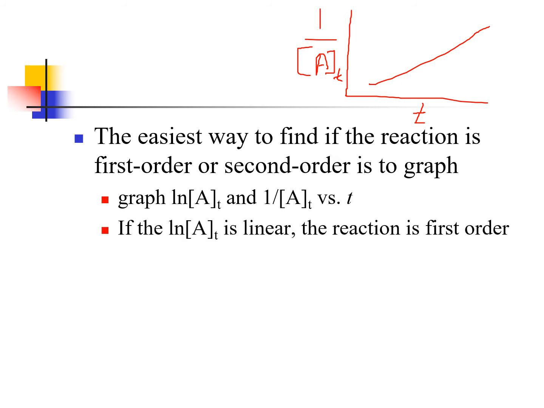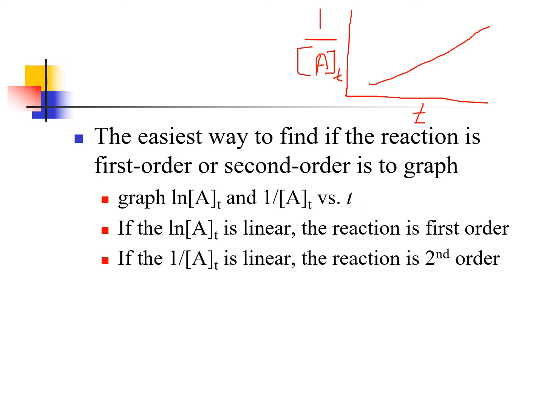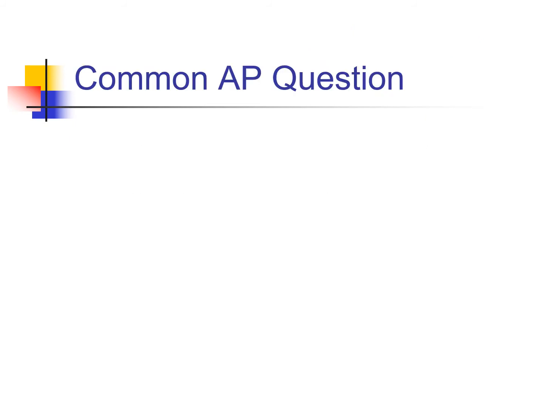If you graph the natural log versus time, and it's straight, it's first order. If you graph the reciprocal of concentration over time, if that's straight, it's second order.